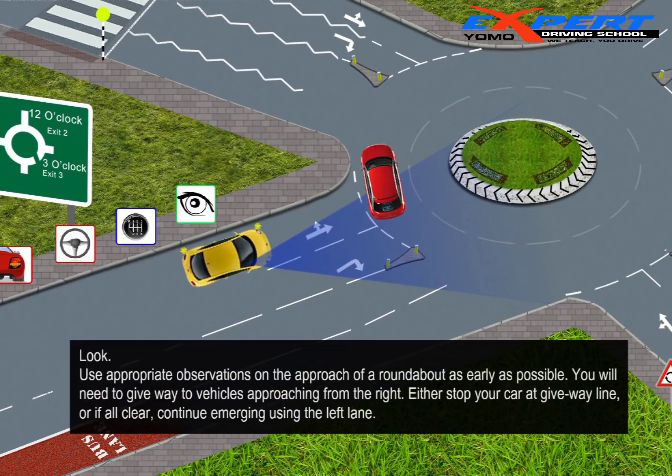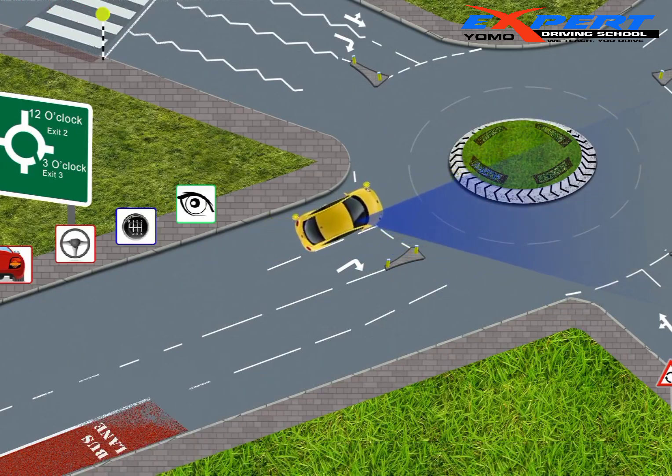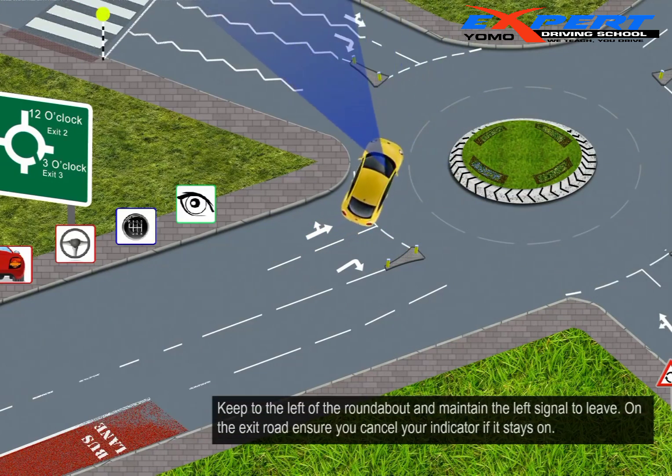Look. Use appropriate observations on the approach of a roundabout as early as possible. You will need to give way to vehicles approaching from the right. Either stop your car at the give-way line, or if it is clear, continue merging using the left lane. Keep to the left of the roundabout and maintain the left signal to leave. On the exit road, ensure you cancel your indicator if it stays on.